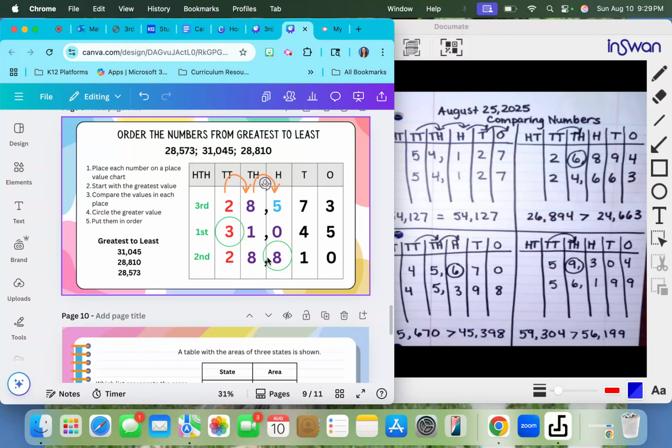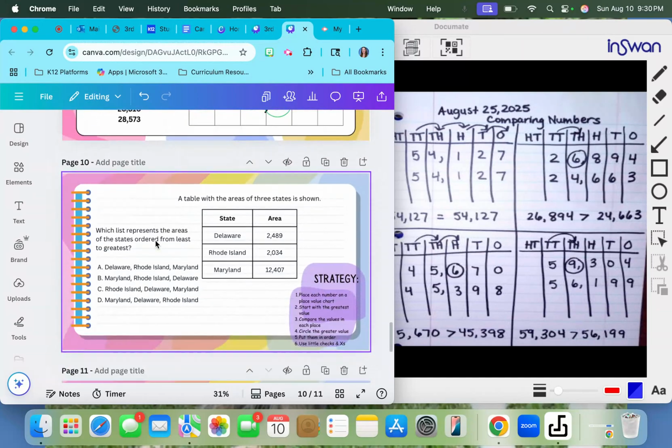Well, 800 is greater than 500, so I'm going to circle the 800 to show that this number is going to go second in my list because it's the second greatest. So he goes second in my list. And so that means that this number is the least. So he goes third in the list. And so now I've ordered my numbers from greatest to least in value.